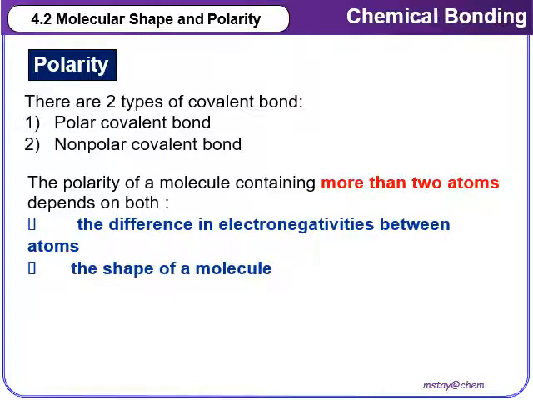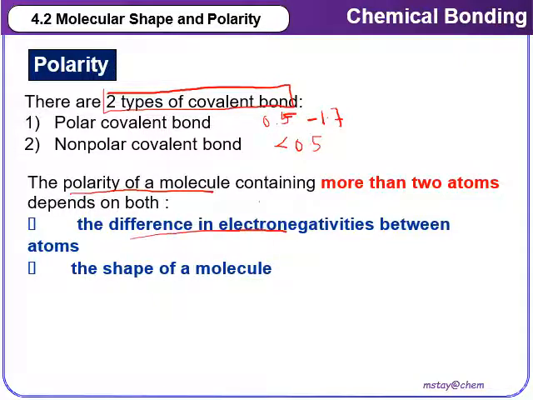Before we can determine the polarity of a molecule, we need to know that there are two types of covalent bond. One is the polar covalent bond, where the difference in electronegativity is between 0.5 and 1.7, while a non-polar covalent bond is less than 0.5. Besides looking at the difference in electronegativity, the shape of the molecule also influences the polarity of a molecule.